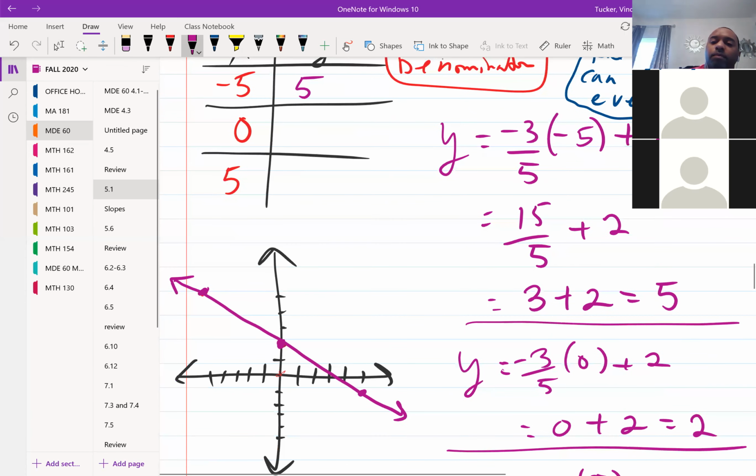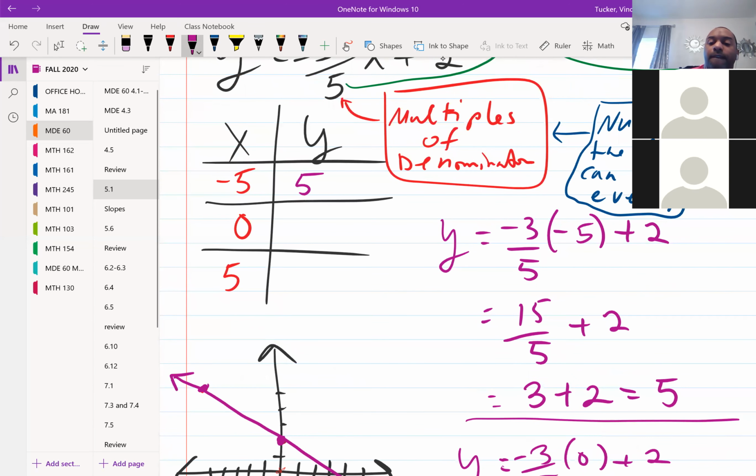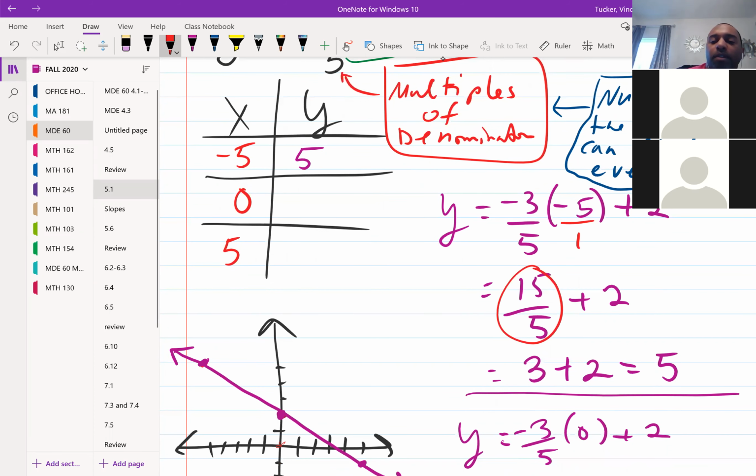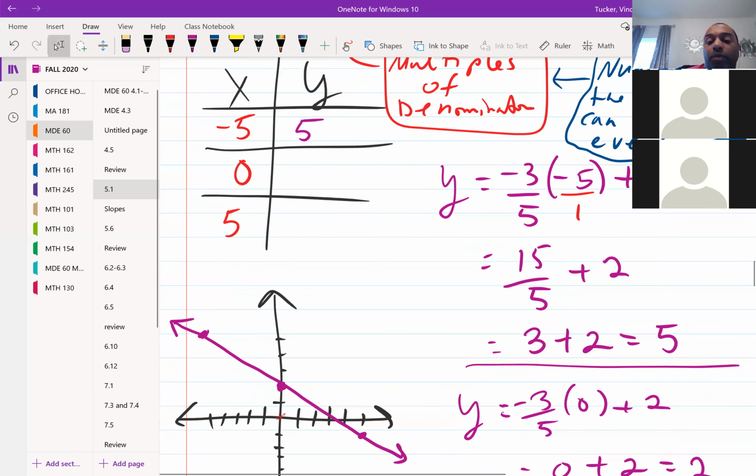I'm a little confused with this. All right, a question on that? Yeah, where did you get the 15? All right, so right here, -3 times -5 gives you the 15. Because remember, that's a fraction, that's over 1. So you just line across. And then 15 divided by 5 is 3. Oh, I got it. And that's the scenario that choosing multiples of your denominator will create for you. The fraction is now gone because the 5 can divide into it evenly. And that's what you want to create, that type of scenario.